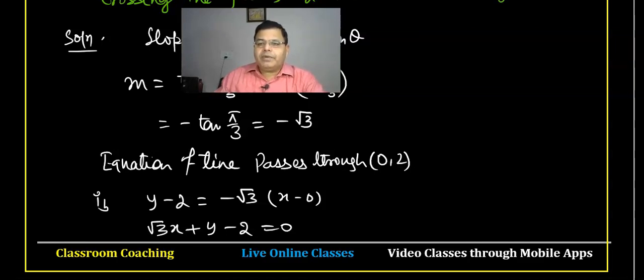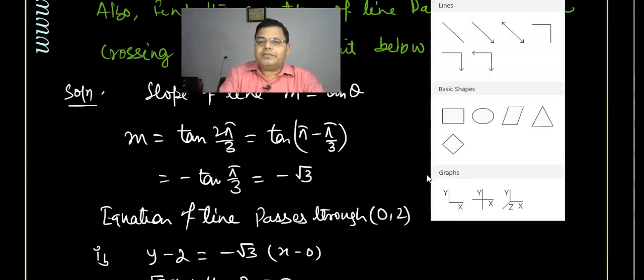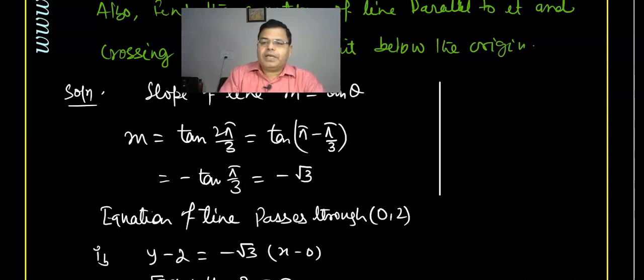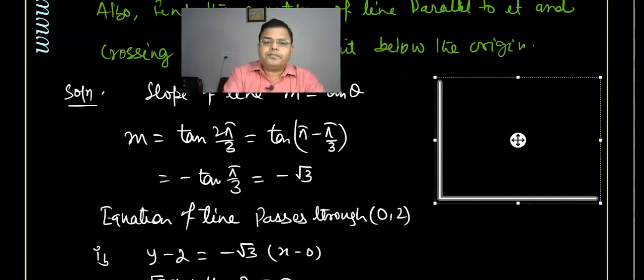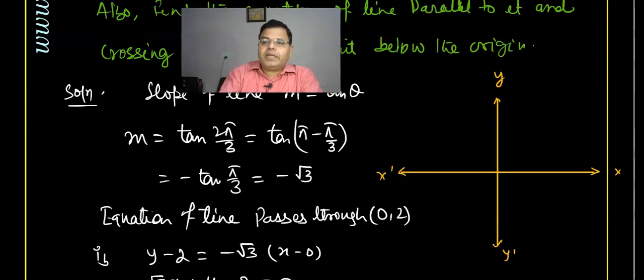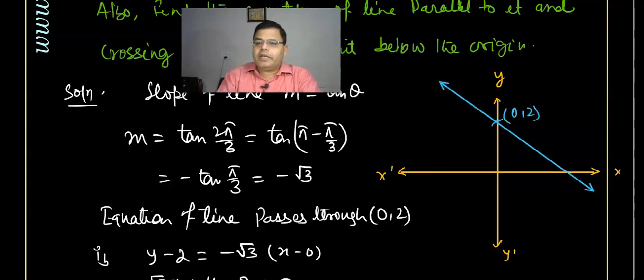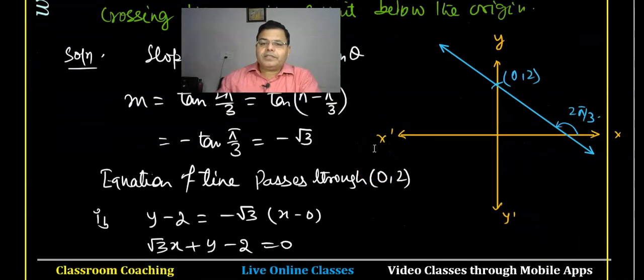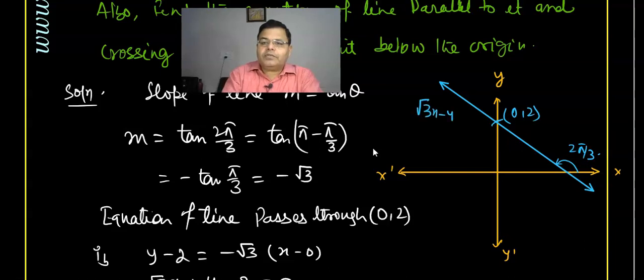That will be the line. And let us draw how this will look in the diagram. If the line is like this, the slope is this. Making an angle 2 pi by 3, it means the line must pass this way, so that this angle is 2 pi by 3, and passes through 0, 2. This is the point where the line passes, and the angle is 2 pi by 3 with the positive x-axis. So this is the first line, and its equation is root 3x plus y minus 2 is equal to 0. I hope you got it.